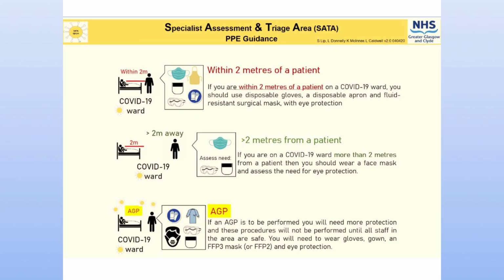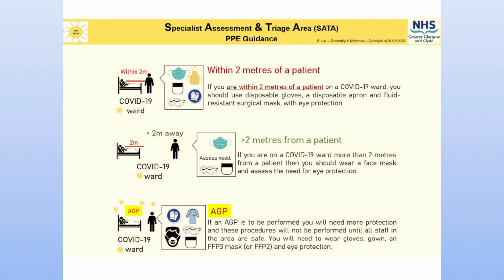Yeah. But this is hopefully just a slightly more simple representation of what we're supposed to do if you've got COVID patients on your ward. So if you're within 2 metres of a patient, it's really important that you're wearing disposable gloves, a disposable apron, fluid-resistant surgical mask and eye protection. And that's either goggles or a visor. And that's because of the close contact that you're having with the patient. Spot on, because we think this is droplet spread.